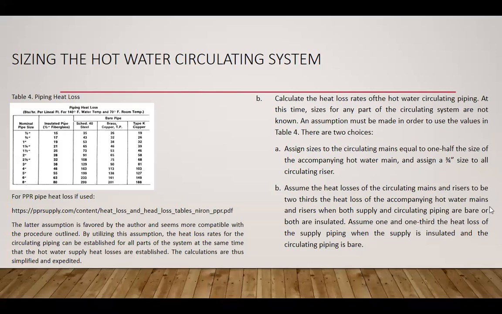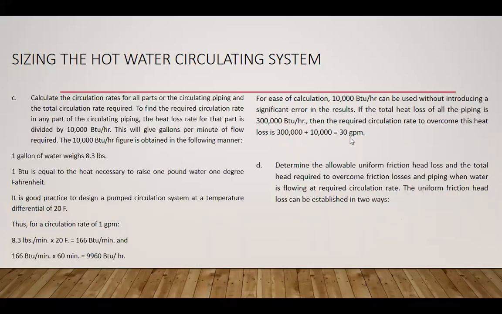So normally, both naman some insulation. So, or both bare dapat parehas. So kaya gagamitin is to turn the heat loss of accompanying hot water mains. Yun ang i-assume mo, yung heat loss doon sa circulating water piping.